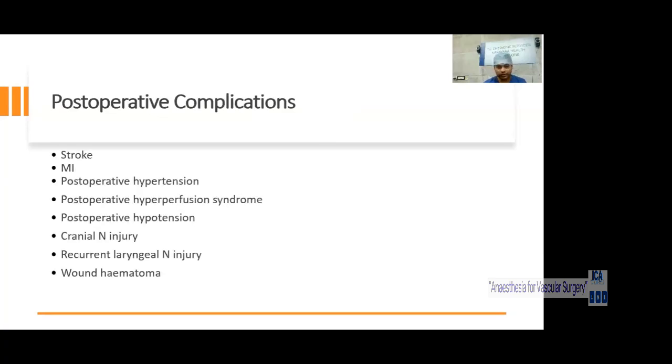Post-operative complications: stroke and MI are the most debilitating and most important complications, causing morbidity and mortality. Others include post-operative hypertension, post-operative hyperperfusion syndromes, post-operative hypotension, brain and nerve injuries, recurrent laryngeal nerve injuries, wound hematoma, and large wound defect. These are all the post-operative complications.